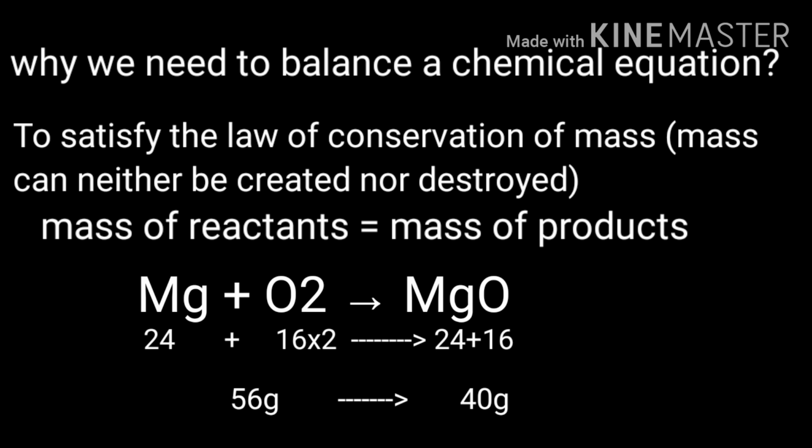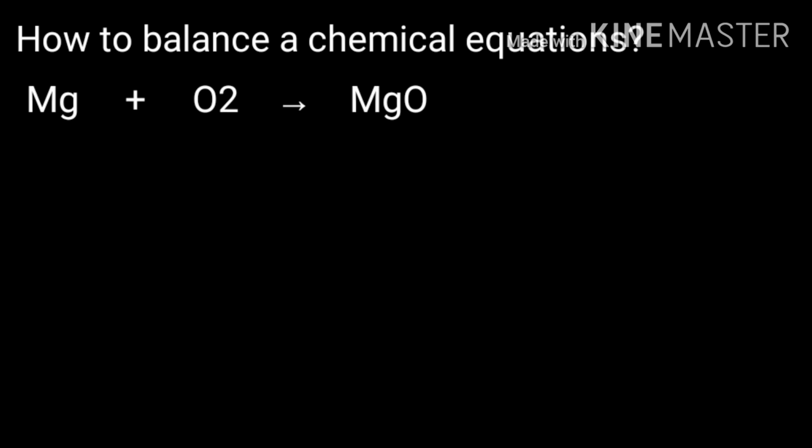So let's check this equation. Here we know that the mass of magnesium is 24 and the mass of oxygen is 16. So the total mass on the reactant side will be 56 gram and on the product side will be 40 gram. Here the mass of reactants is not equal to the mass of products. It means it is not following the law of conservation of mass. So what we need to do, we need to balance this equation. Let's understand how to balance any chemical equation.